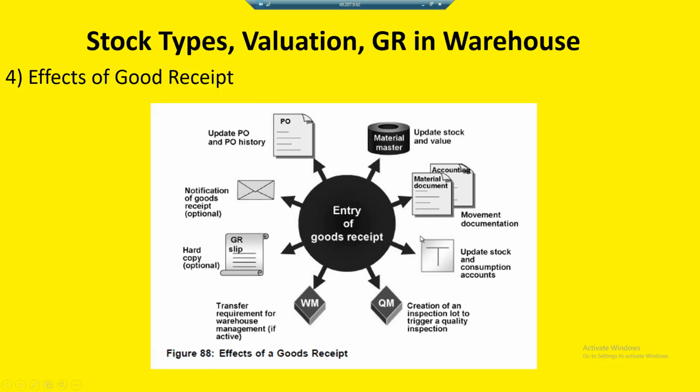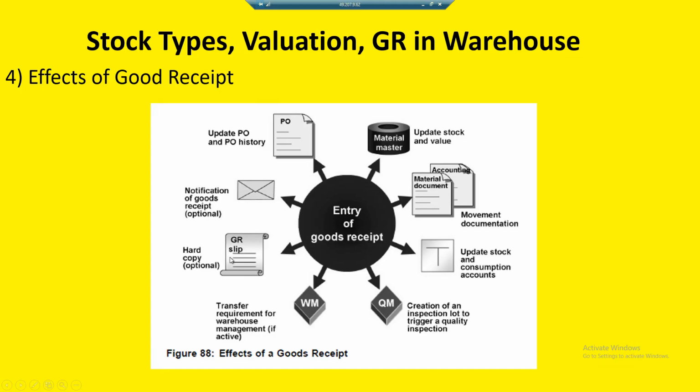Accounting document, material document, you have seen it. Update stock and consumption accounts. In case of consumable materials, it will happen. Creation of an inspection lot to trigger quality inspection. If the material is subject to quality inspection, we have to maintain QM module related settings in the material master. Then the QM inspection lot will be triggered. That I'll explain when I'm discussing QM module integration. Now, if there is warehouse management, the transfer requirement will be generated. This I'll explain when I'm working with warehouse management.